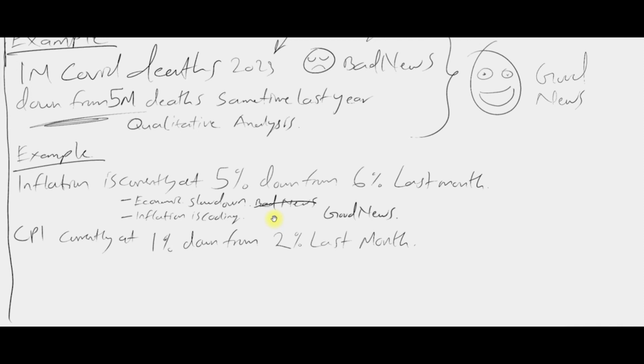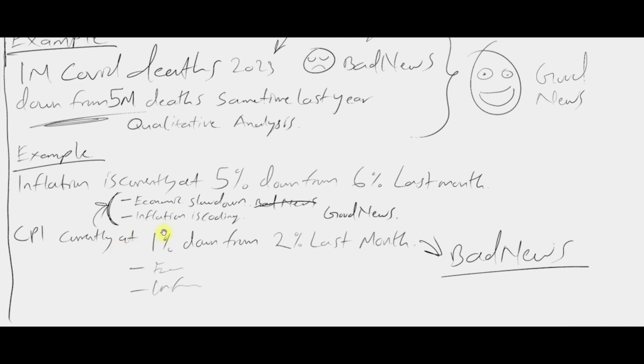This is also going to mean the same as these two here, right? The economy is slowing down and also inflation is cooling, right? But in this case, this is now bad news because inflation being at 1% means the economy is growing at a below pace growth, below the preferred pace.